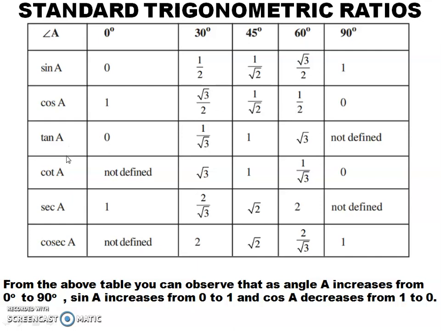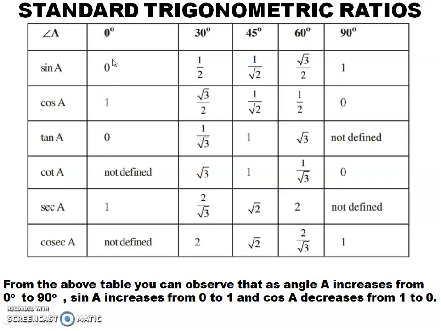If you take the reciprocal of the ratio of tan, you will get cot. If you take the reciprocal of cos, you will get sec. And if you take the reciprocal of sine, you will get cosec. So, let's read the table once.